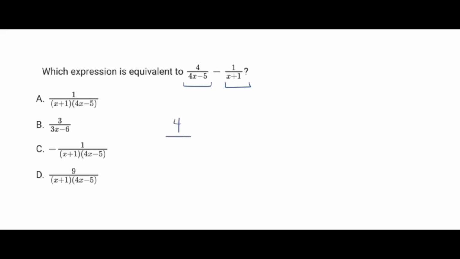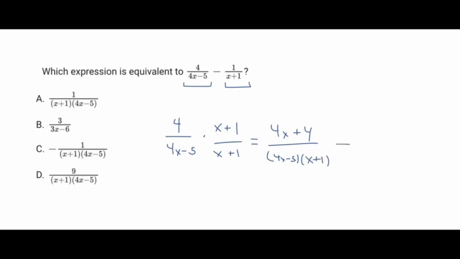So we have 4 over 4x minus 5, and we will be multiplying this by x plus 1 over x plus 1. You can see that in reality we're just changing both the top and bottom of the fraction, because x plus 1 over x plus 1 is really just 1. And so here we'll get 4x plus 4 over 4x minus 5 times x plus 1.